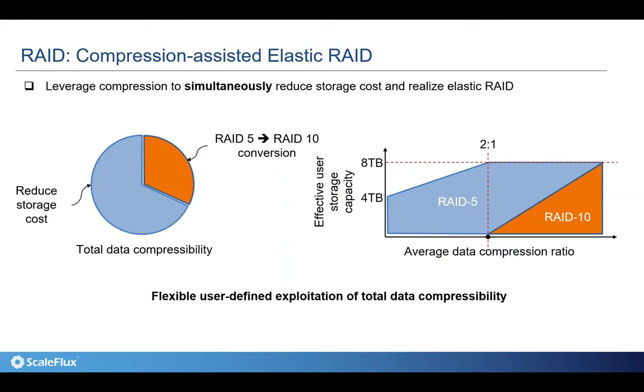With built-in transparent compression, it's also possible for us to simultaneously reduce the storage cost and realize the elastic RAID. Suppose we have a 4 terabyte SSD, and then we expand this physical space to 16 terabytes of logical space. And we can use RAID 5 all the way until the compression ratio reaches 2:1. And when the compression ratio is better than 2:1, we gradually use RAID 10 to replace RAID 5. So in this way, we can store 2 times the data volume of the original physical space. And we can also enjoy the performance benefit of RAID 10 if our data compressibility is better.